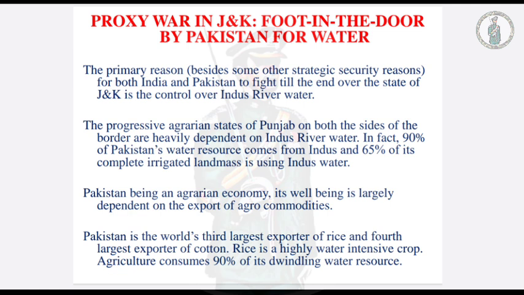Now, the agrarian states of Punjab on both sides of the border are heavily dependent upon Indus River water, because 90% of Pakistan's water resources come from the Indus and 65% of its irrigated landmass uses Indus water. Pakistan is an agrarian economy and is largely dependent upon the export of agro commodities. It is also the world's third largest exporter of rice and fourth largest exporter of cotton. Rice is a highly water intensive crop, so agriculture consumes almost 90% of its water resources.